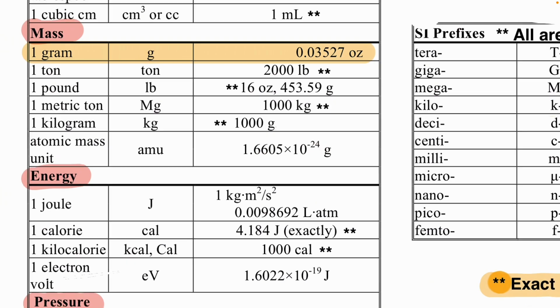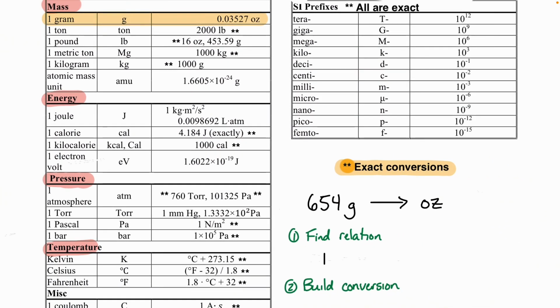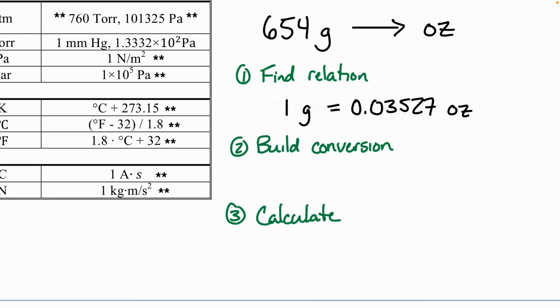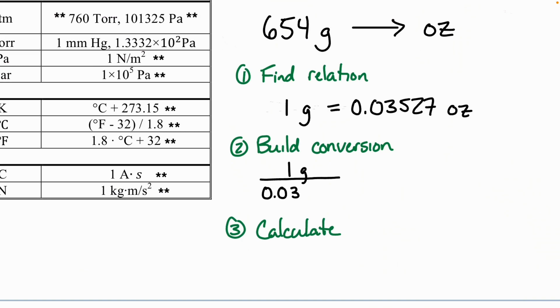This tells me that 1 gram is equal to 0.03527 ounces. So from that relationship that I got from my table, I can build those two conversion factors. I'm going to stack one side, 1 gram, over the other. Or I can take that and flip it upside down, so 0.03527 ounces over 1 gram.